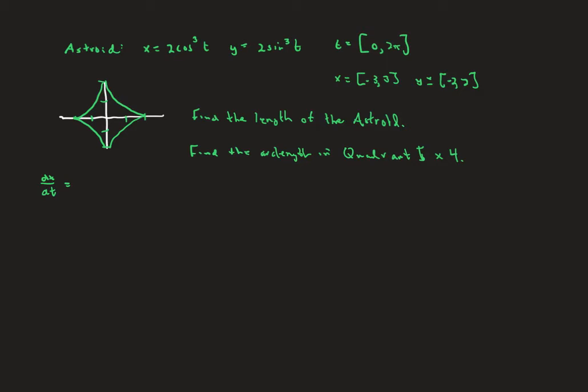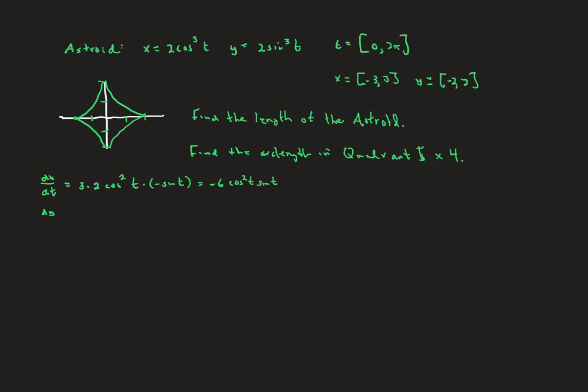dx/dt is a chain rule derivative, so we're going to bring that 3 out in front from the cosine cubed times the 2 that's already there. We'll get cosine to the second, and then we'll multiply that by the derivative of cosine, which is going to be a negative sine of t. So I'm going to clean that up a little bit and call that a -6 cosine squared of t sine of t. So that's dx/dt.